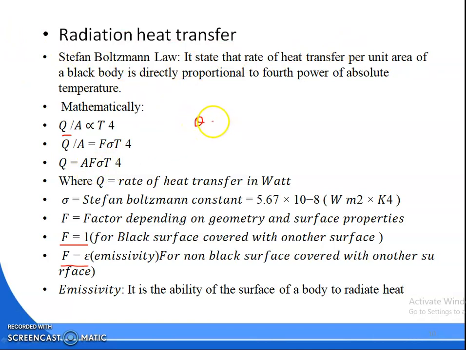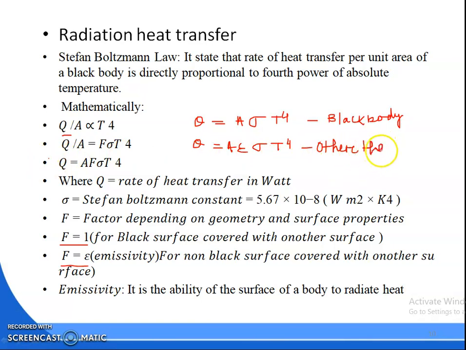So we can write Q is equal to A sigma T to the power 4. So the rate of heat transfer for a black body is Q is equal to A sigma T to the power 4. Only for which body? Only for a black body. If you consider a body other than a black body, then Q is equal to A, in place of F we can write emissivity, sigma T to the power 4. This is for other than a black body.